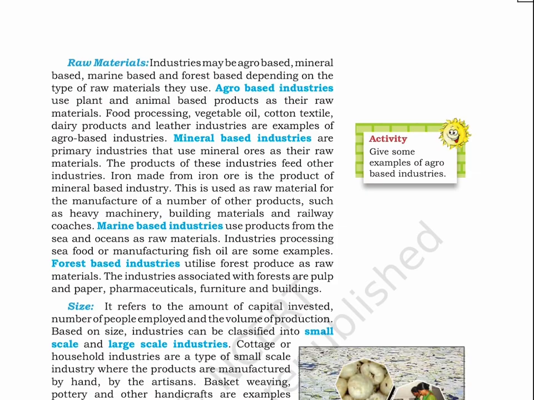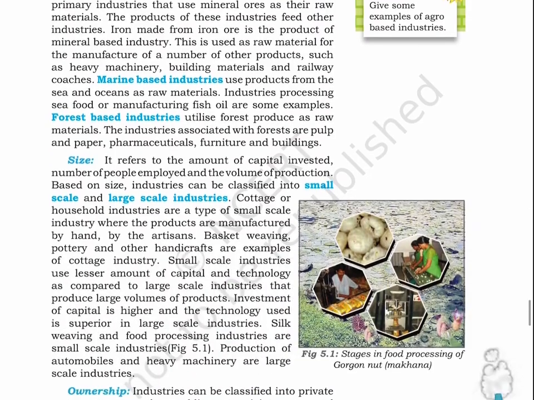Size. It refers to the amount of capital invested, number of people employed, and the volume of production. Based on size, industries can be classified into small scale and large scale industries. Cottage or household industries are a type of small scale industry where the products are manufactured by hand by the artisans. Basket weaving, pottery, and other handicrafts are examples of cottage industry.